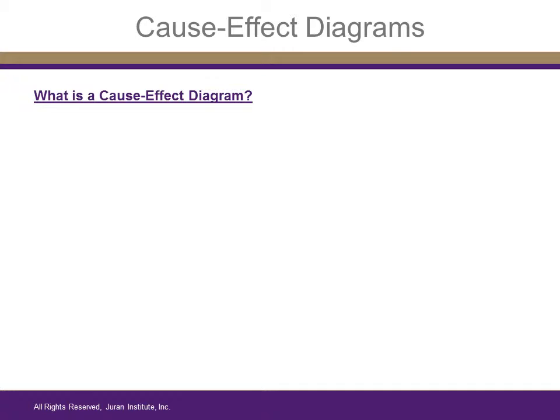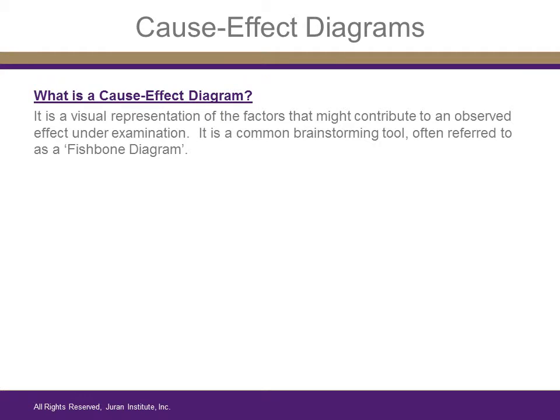First, we must ask ourselves, what is a cause-effect diagram? A cause-effect diagram is a visual representation of the factors that might contribute to an observed effect under examination. It is a common brainstorming tool, often referred to as a fishbone diagram. The tool received this name because the diagram branches off of a central spine, resembling those of a fish.